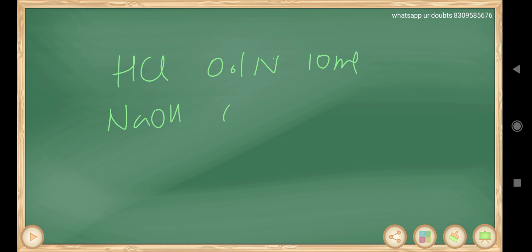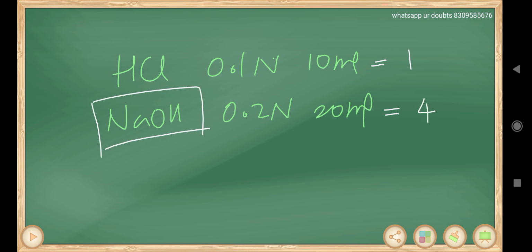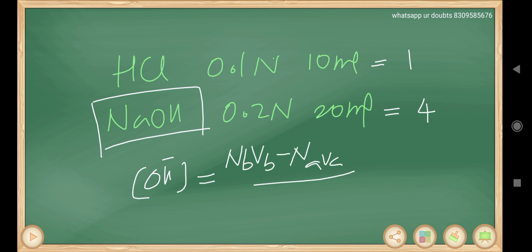See one more example. HCl is there with 0.1 normality, 10 ml. NaOH is there with 0.2 normality, 20 ml. NaVa, if you calculate, 0.1 into 10 is nothing but 1. NbVb is 20 into 0.2 is nothing but 4. So your sodium hydroxide is higher in quantity, so pH will be more than 7. And if you are calculating OH minus concentration, normality is equal to NbVb minus NaVa by total volume. For example, in this case, 4 minus 1 by total volume, 30. Thank you.